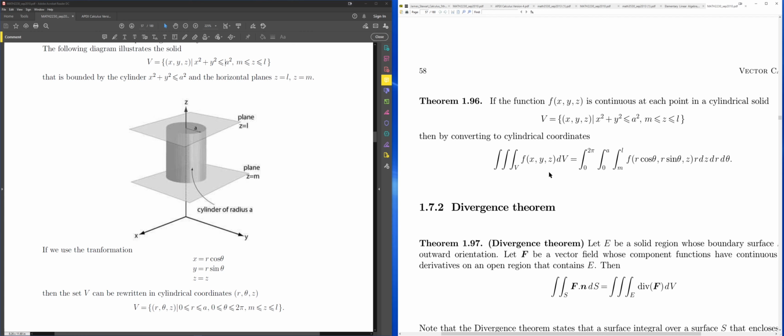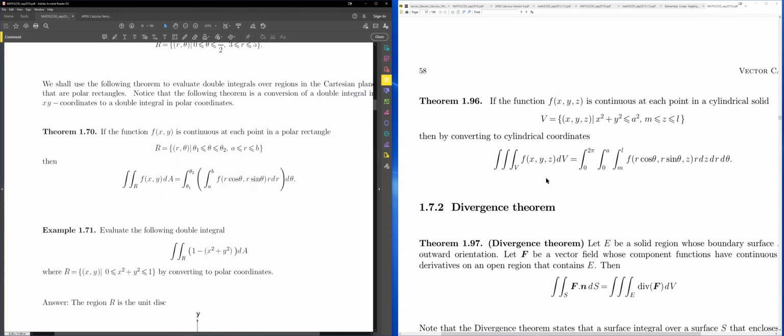This would be how you'd integrate over a cylindrical solid. You convert the x to r cos theta, the y to r sine theta, the z to z. You have an extra r over here. You're going to be integrating with respect to z, r, and theta. For the limits for the z, r, and theta, you take them from this set description over here for your cylindrical solid. So this is how you're going to do a triple integral over a cylindrical solid. You're going to do a conversion to cylindrical coordinates.